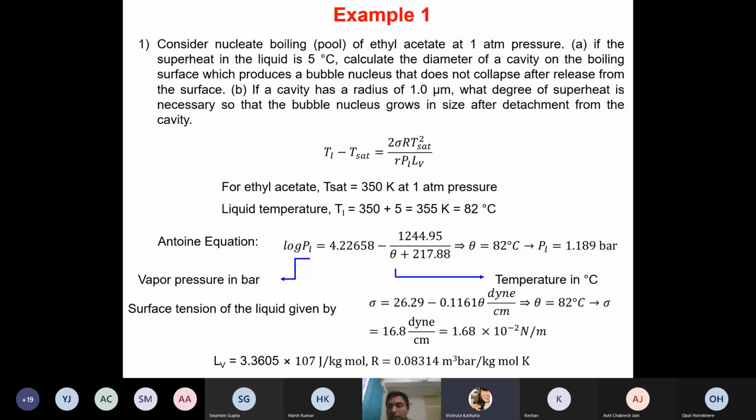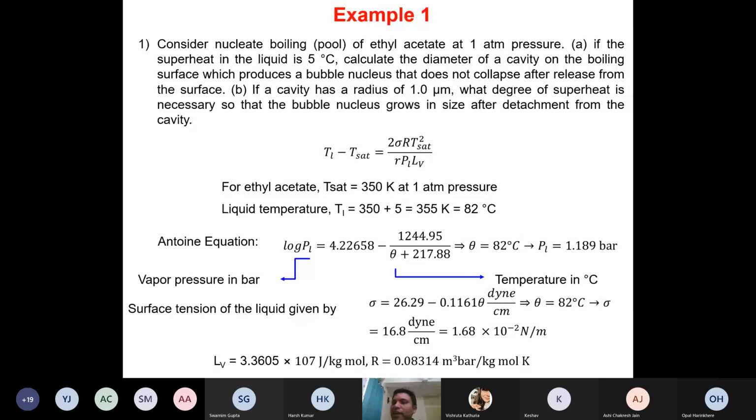Is it all right? Sir, I just wanted to ask, the values of constants such as 1244.95, all these are fixed for ethyl acetate? That is what I am saying. This entire thing is given for a particular system. For ethyl acetate, these values are fixed. But if you work for some other solvent, the values are different, but this form of equation is going to be the same. You get it? This form is the same, but these constants 4.22658 and 1244.95 and 217.88 are going to be different.